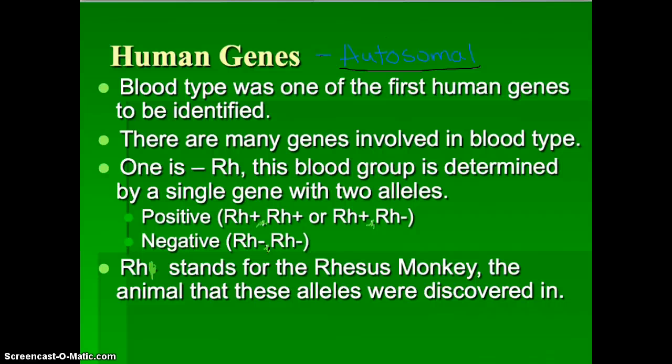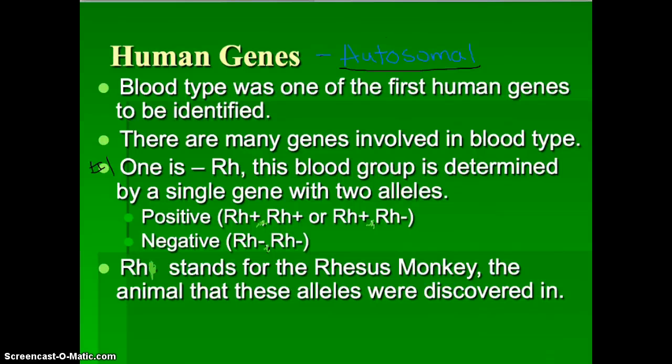Luckily for us, blood type was one of the first human genes to actually be identified. And there are two main ones that we're going to look at when we talk about the type of blood type that you have. The first one, I'm going to put a number 1 by it, is the Rh. Often you'll hear Rh factor. And this is the blood group. This part of the blood group is determined by a single gene with 2 alleles.